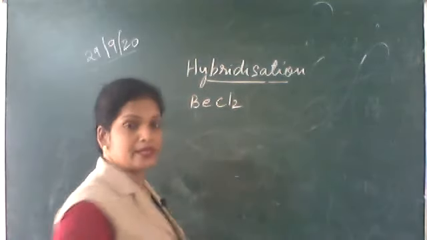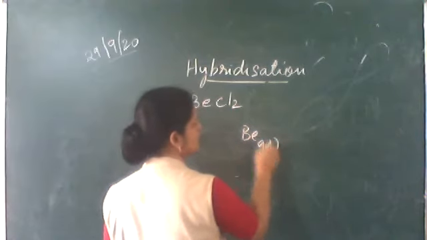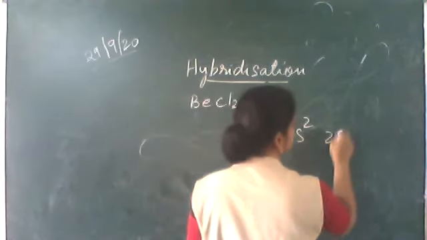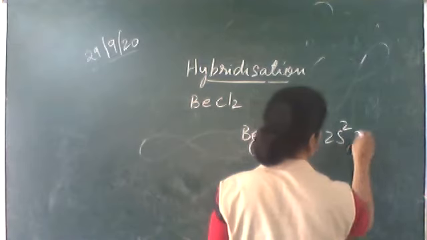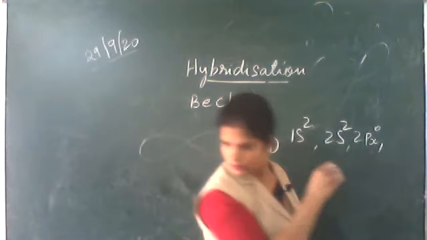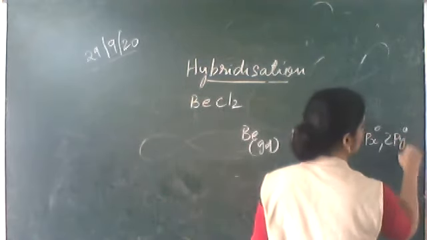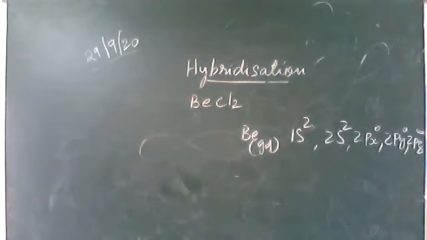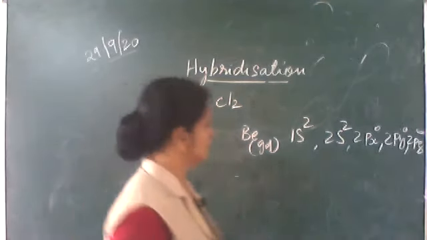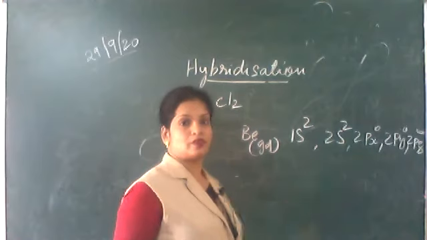BeCl2. Example is BeCl2. Be ground state: 1s2, 2s2, 2p empty, 2px0, 2py0, 2pz0. So valence is 2s, one electron will be promoted.